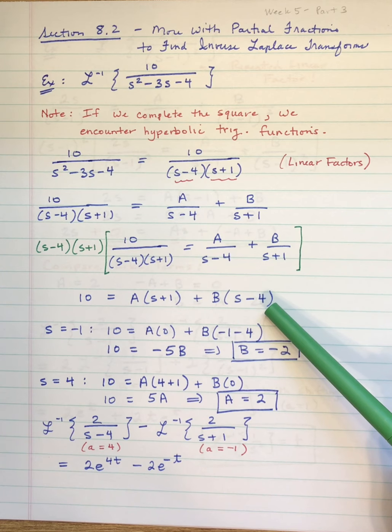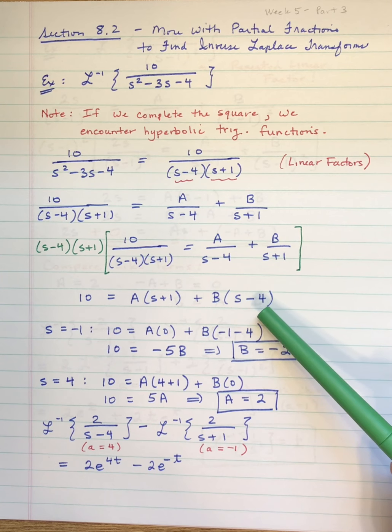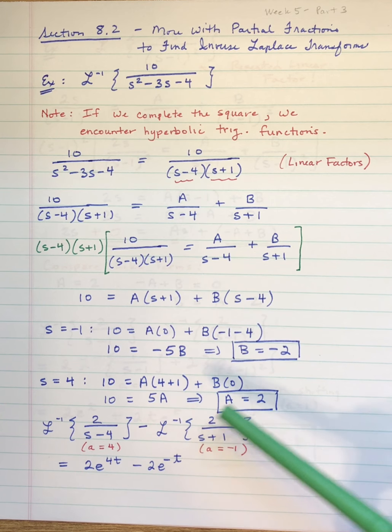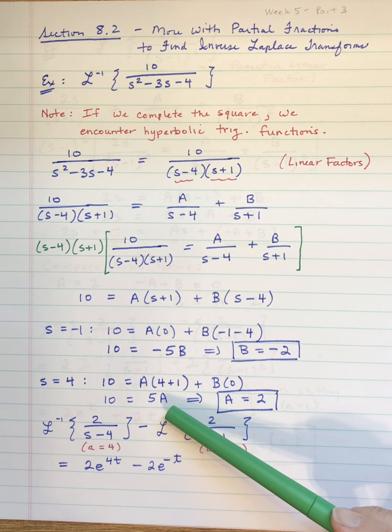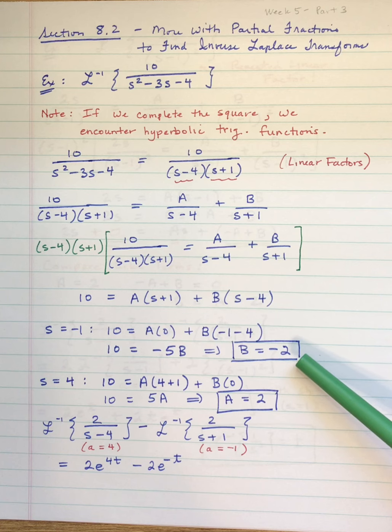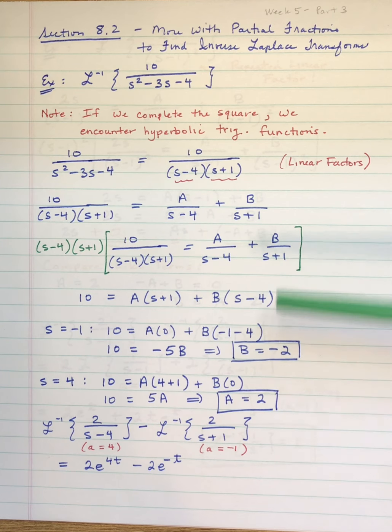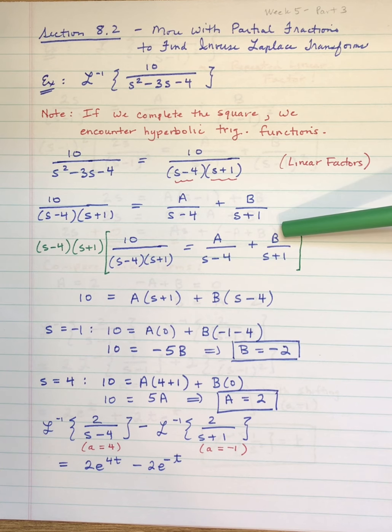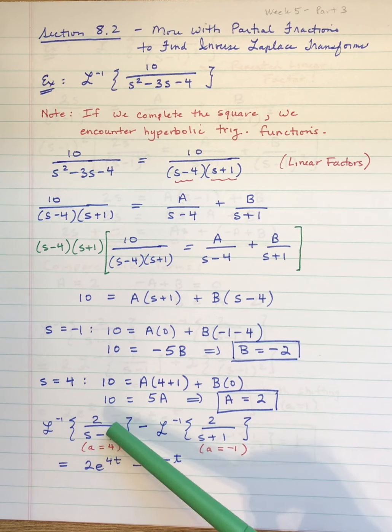If we put 4 in here, this term's going to go to 0. So I'd have 10 equals a times 4 plus 1 plus b times 0. This gives us 5a, so a is 2. So we know our a and b for our partial fraction decomposition. So a is 2 and b is negative 2. So that's all we've done here.